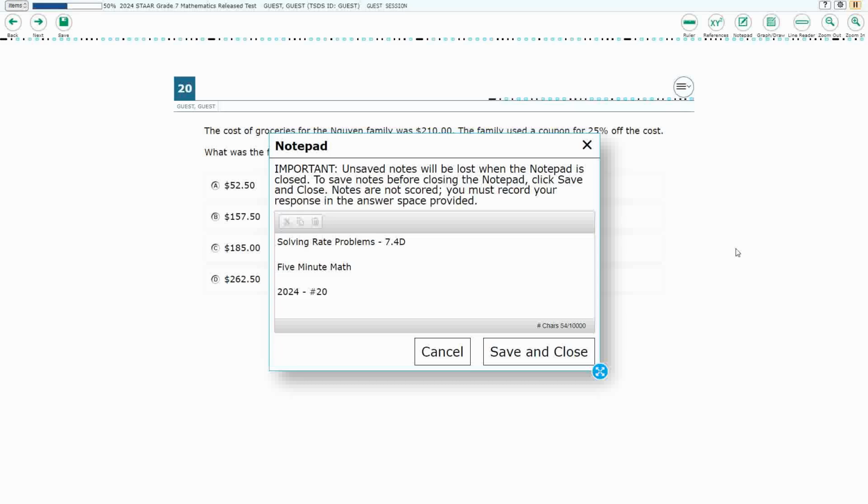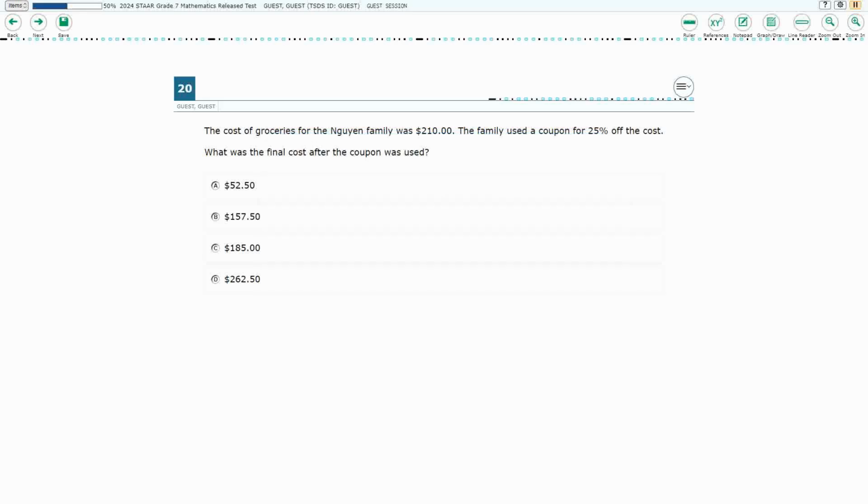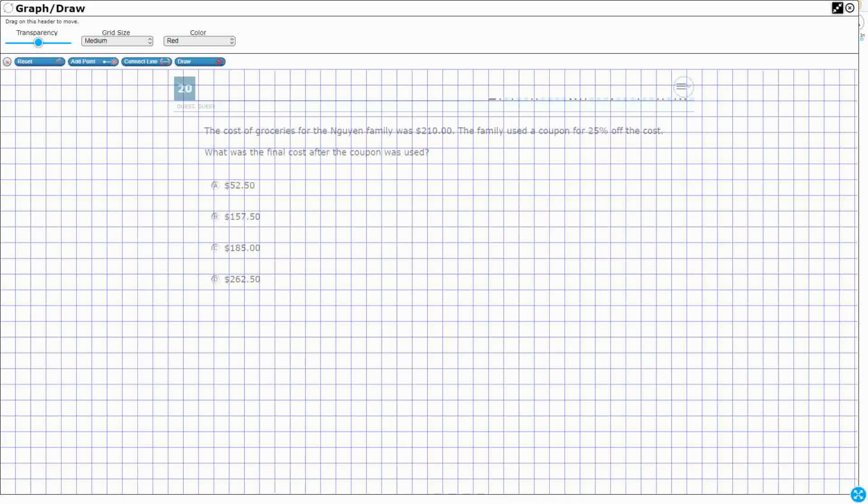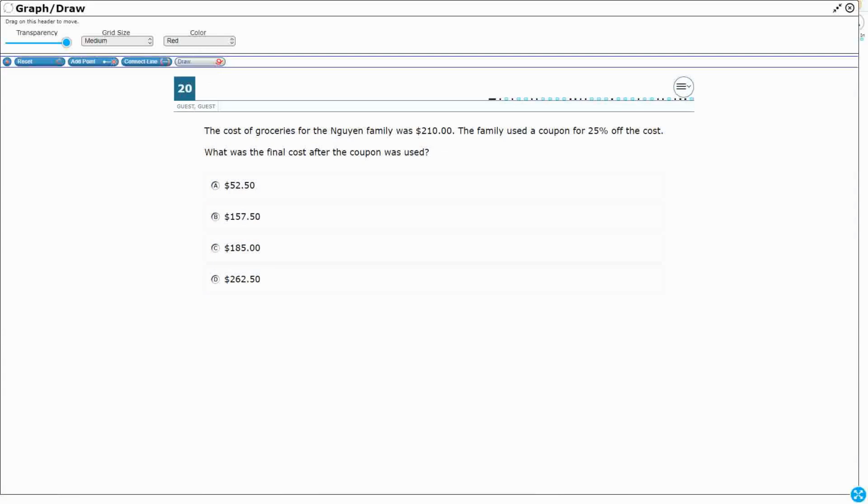Today we are looking at the 7th grade concept of solving rate problems. This is standard 7.4D in the great state of Texas, and we are using item number 20 of the 2024 released STAAR test. If you haven't done so already, please go ahead and take a moment to pause the video, work this problem out on your own, unpause it, and we will look at our answers together.